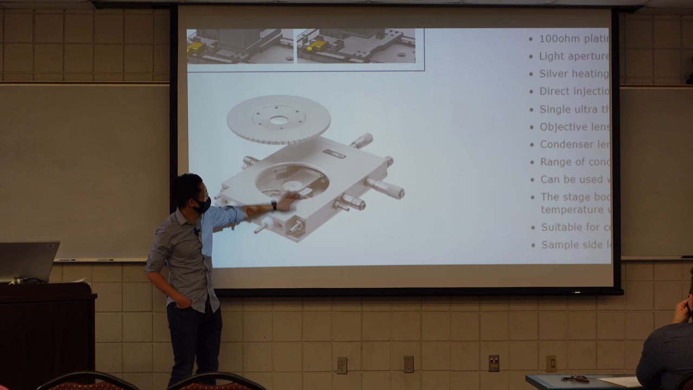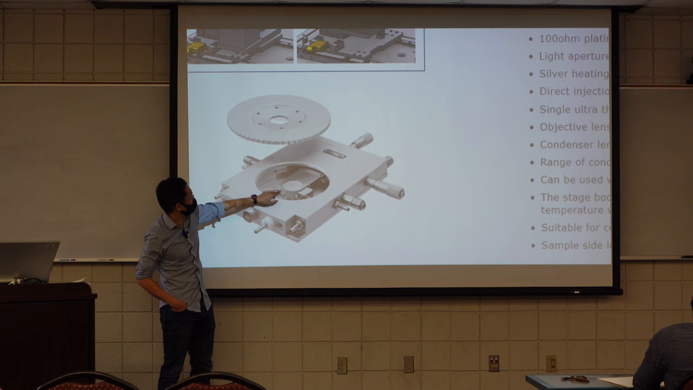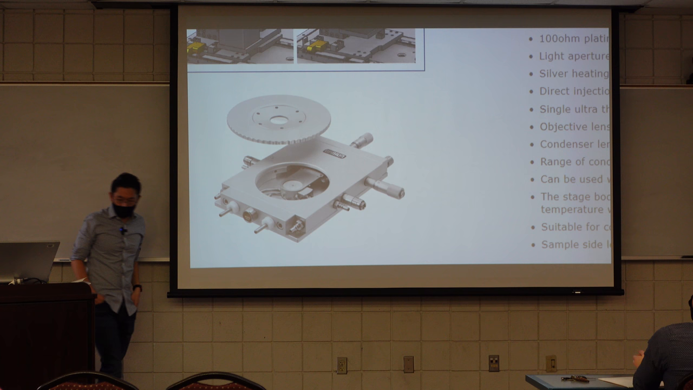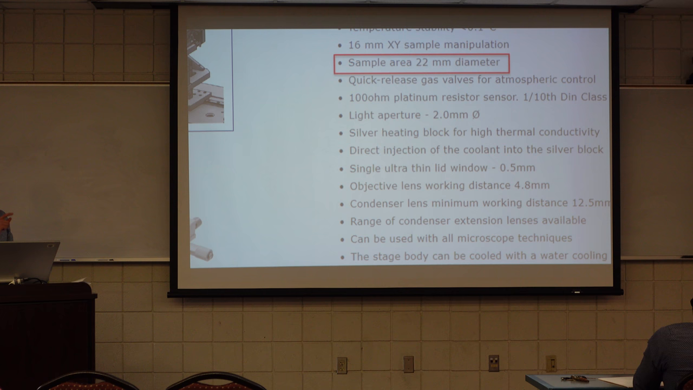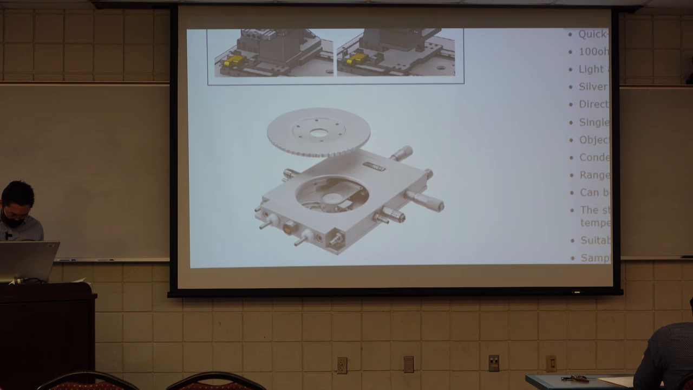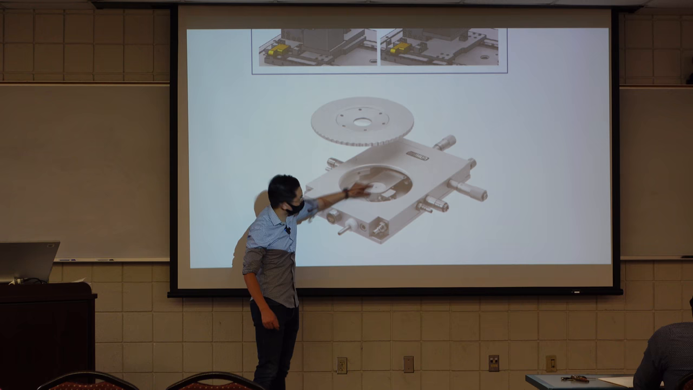And you can have the stage move a little bit within it to align with the top cover. So it requires a fairly small sample to do any type of experiment like this. This is one piece of useful information. The sample area is about 22 millimeters in diameter. So that's roughly the diameter of this piece, okay? Your sample cannot be much bigger than that. It can be smaller.